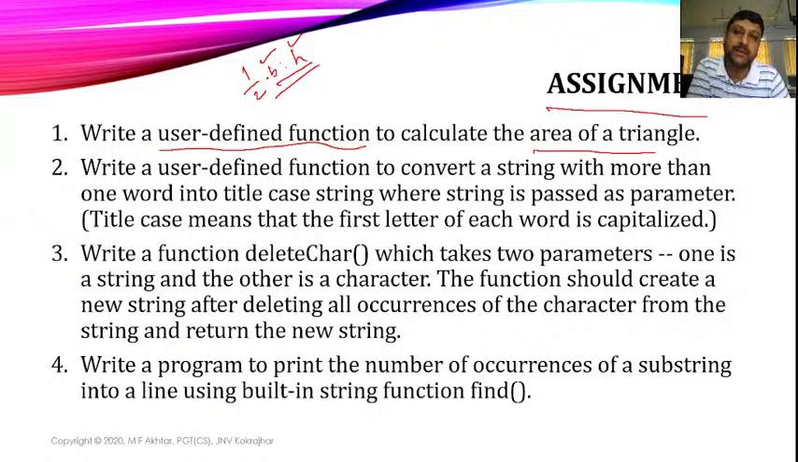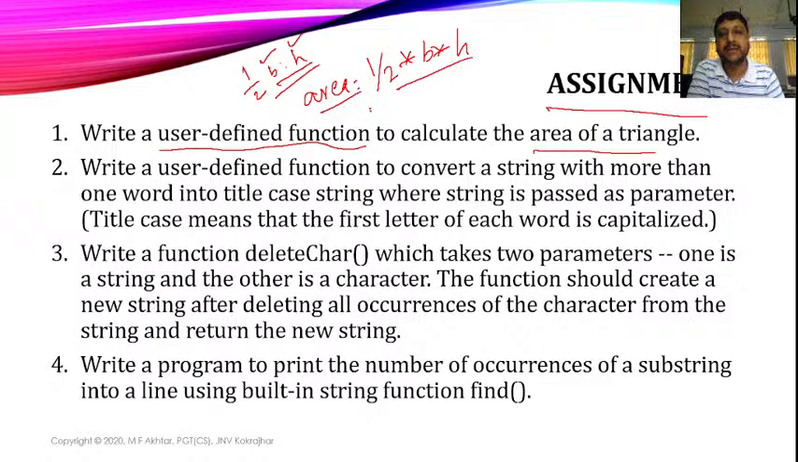How to calculate the area of the triangle? Just write area equals 1 by 2 into b into h. This will calculate your area, and then return this area. Now the function is completed. Just these 2 statements are needed, and here you have to write def triangle_area.